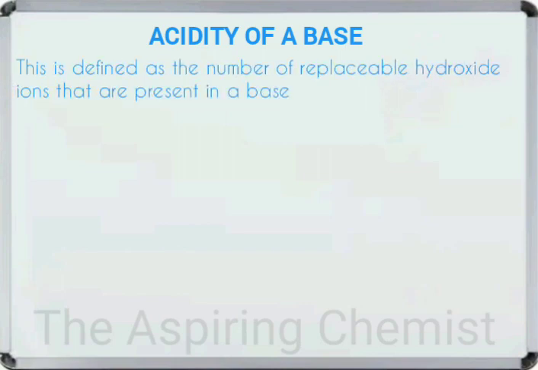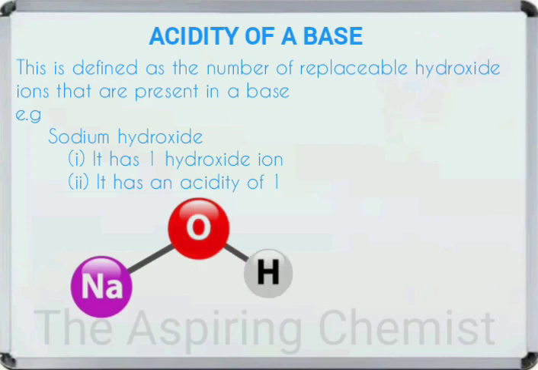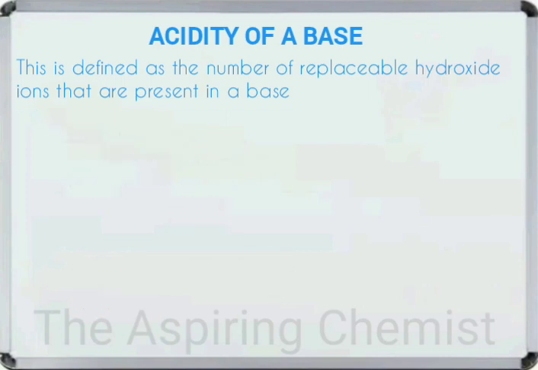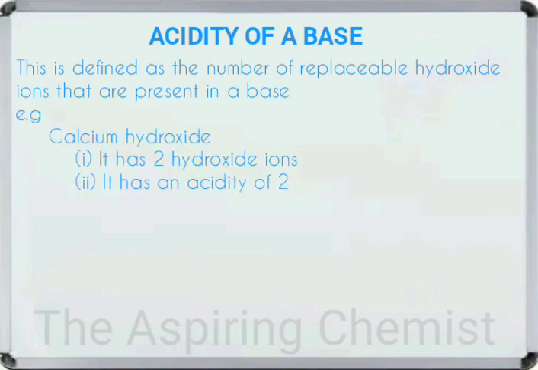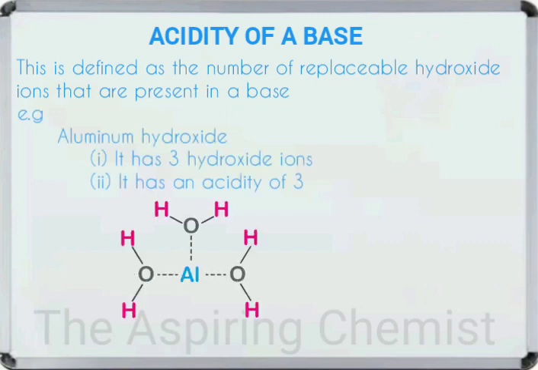Like acids, we also have what we call the acidity of a base. Now, this is defined as the number of replaceable hydroxide ions that are present in that base. For example, sodium hydroxide has one hydroxide ion and its acidity is 1. Calcium hydroxide has two hydroxide ions and its acidity is 2. Aluminum hydroxide has 3 hydroxide ions and thus its acidity is 3.